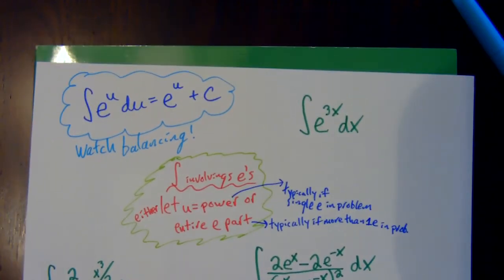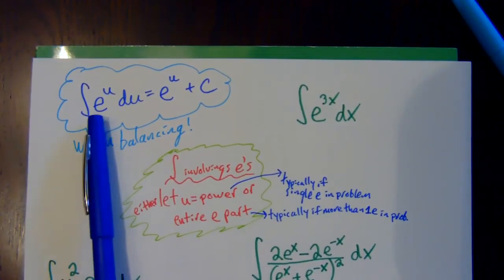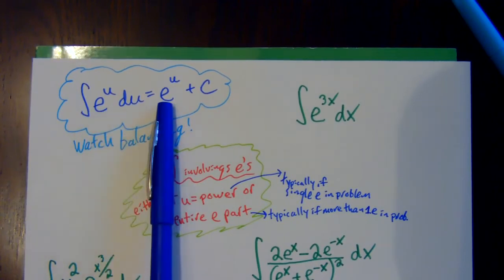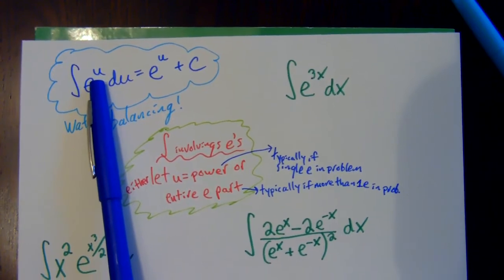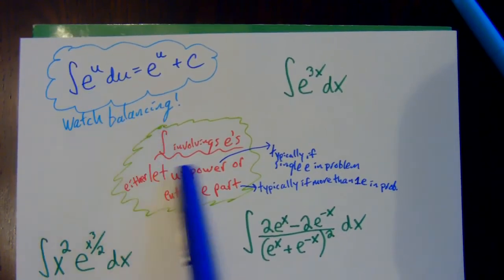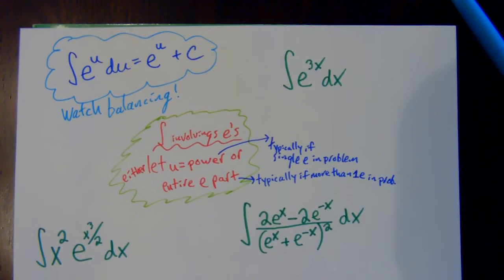So here's the new property I would write down in my notes. If I have the integral of e to the u, we're gonna get e to the u. But before you do that, you gotta make sure that's a single letter right there. So we have to be really careful with our balancing. We'll talk about this in a second.